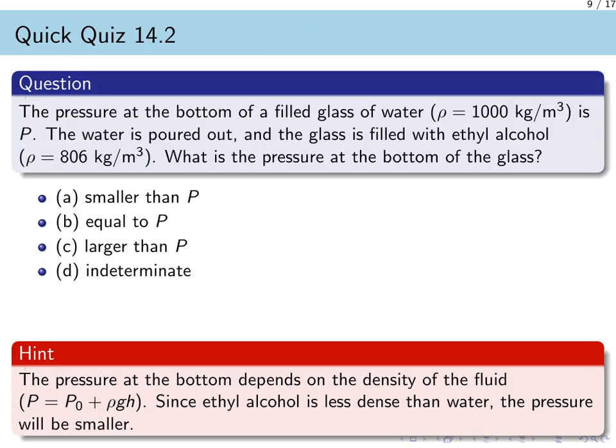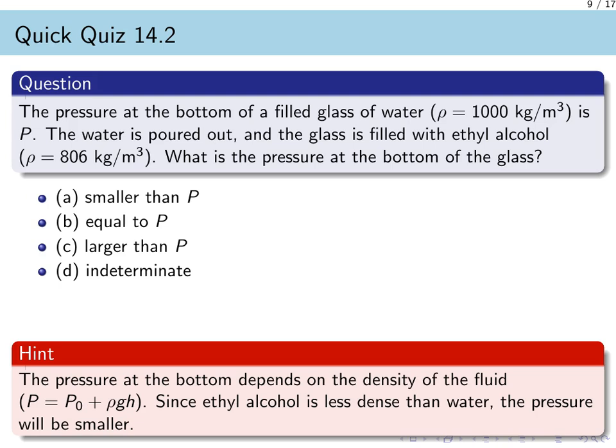Let us apply our understanding of how pressure varies with depth to a quick conceptual question. We are asked to compare the pressure at the bottom of a glass when it is filled first with water and then with ethyl alcohol. The key relationship here is the equation for pressure at a certain depth. P equals P naught plus rho times g times h. In this problem, the depth h is the same because the glass is filled in both cases. The atmospheric pressure at the surface, P naught, and the acceleration of gravity, g, are also constant.